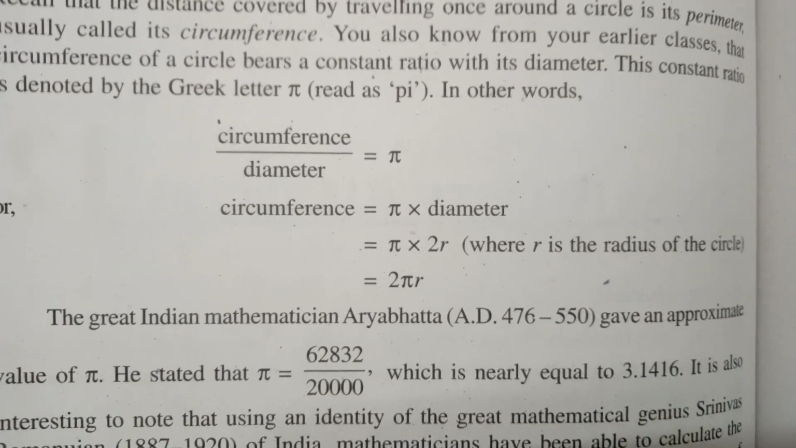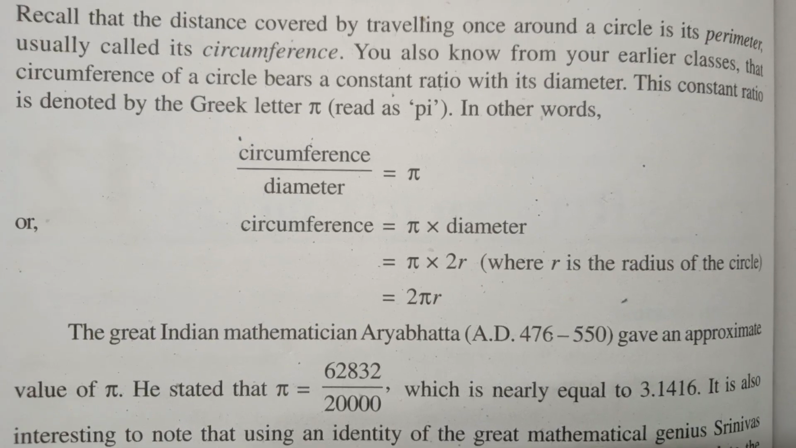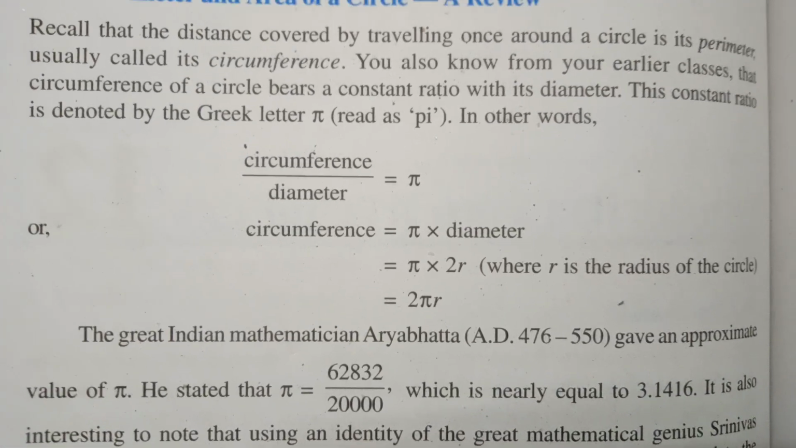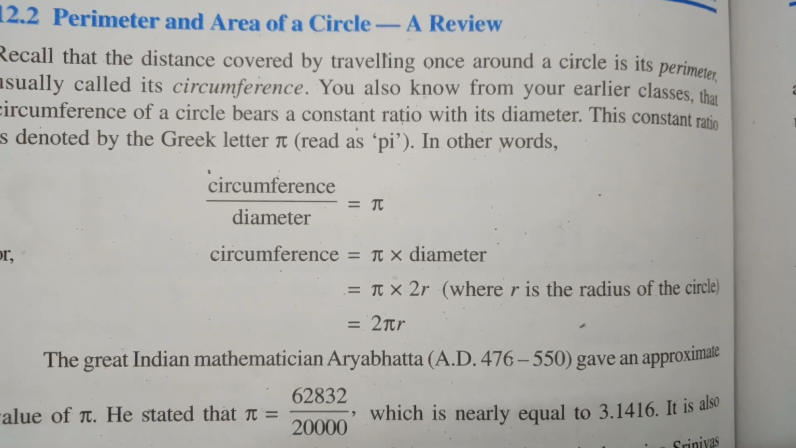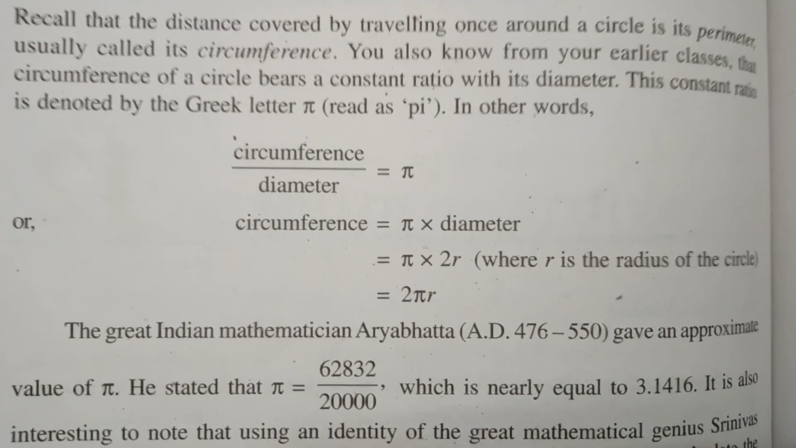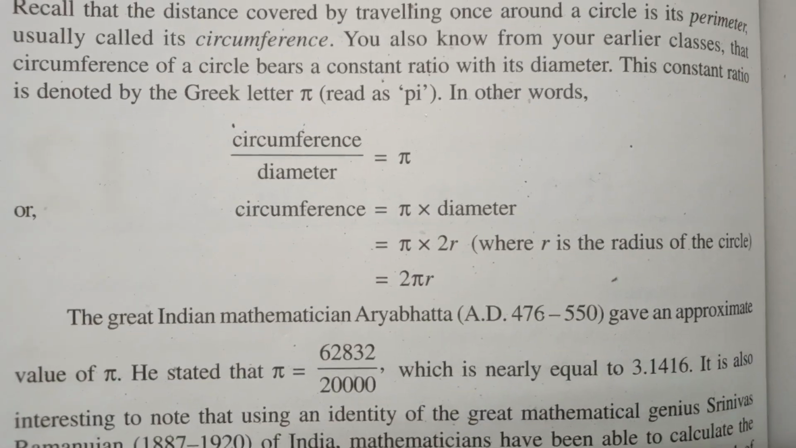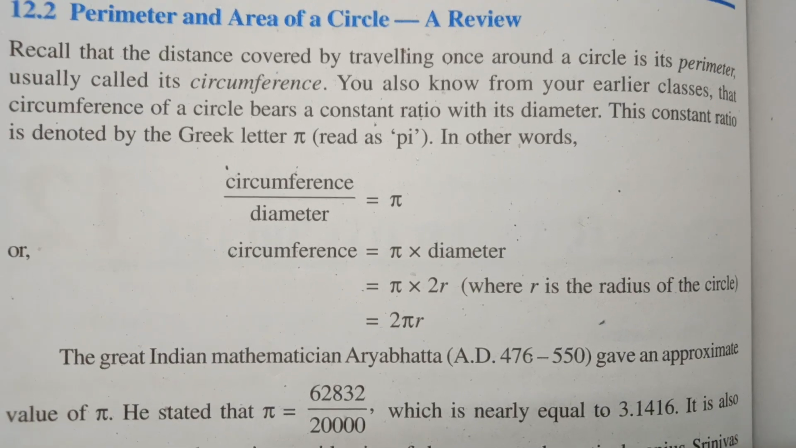Sometimes we take the value of pi as 22/7, and approximately we take 3.14. The circumference of a circle is either pi d or 2 pi r.